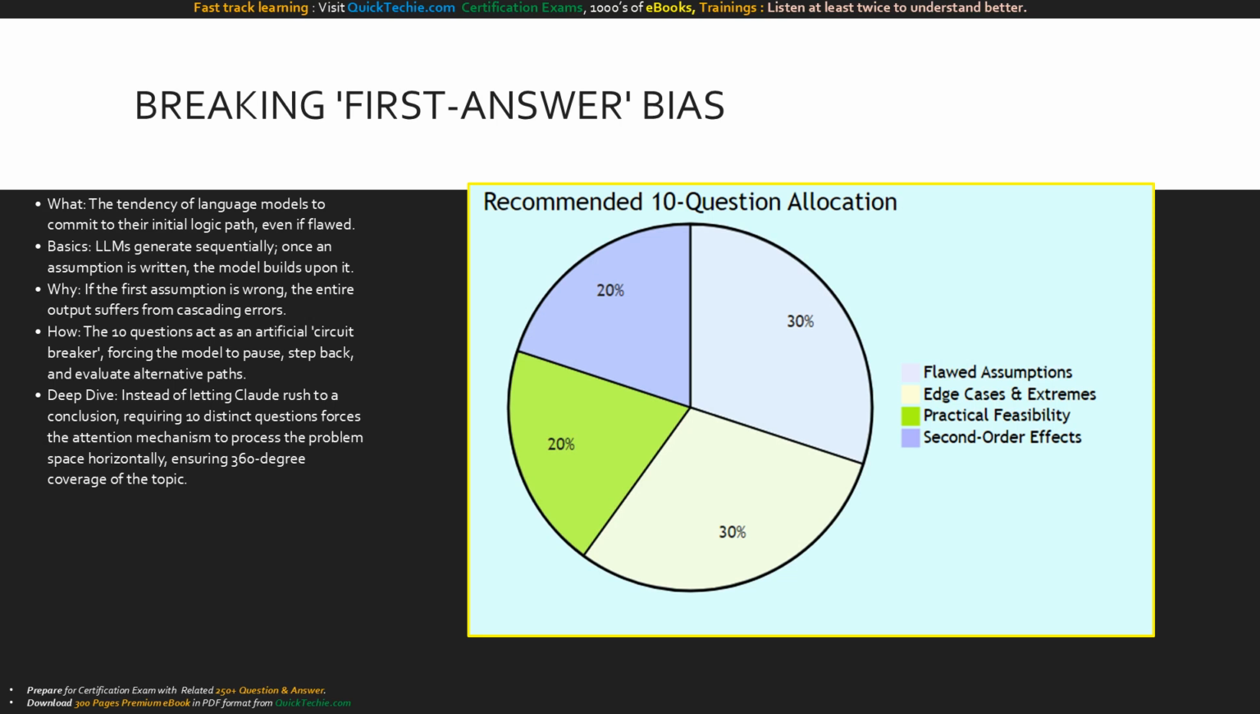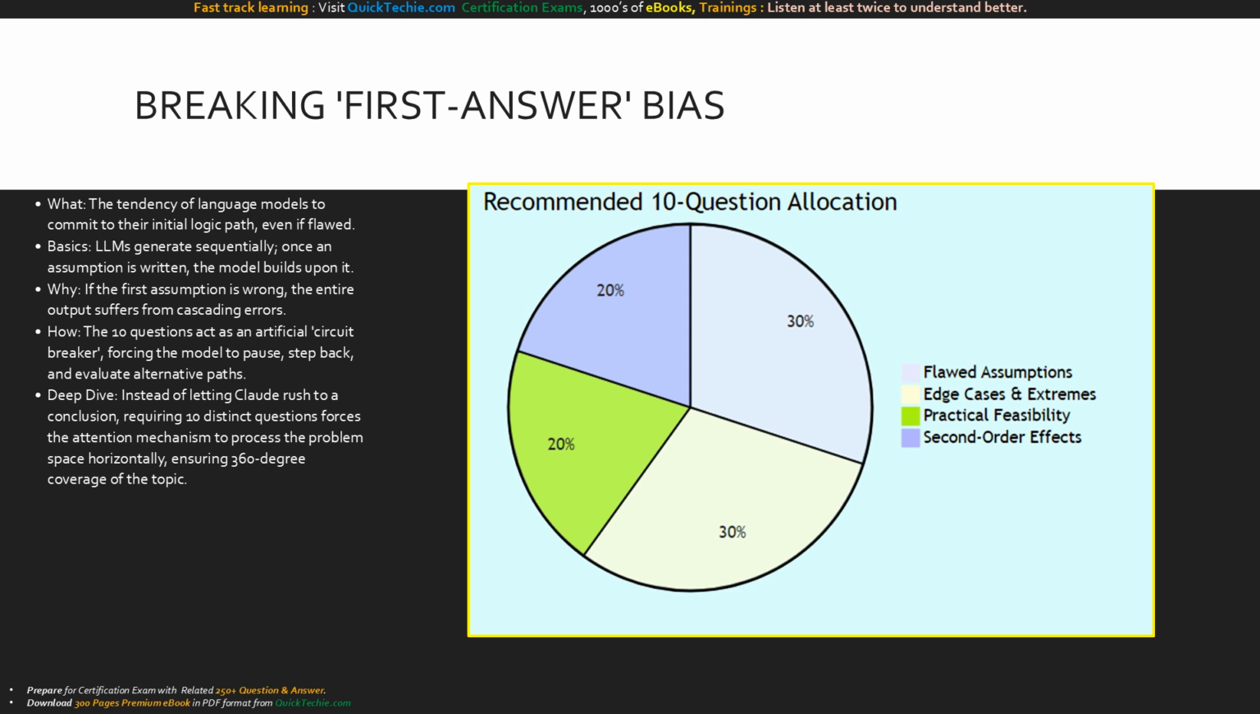To understand why this cascade works, we must understand first answer bias. LLMs predict text sequentially. Once Claude writes down an initial assumption, it tends to build upon it. If that first assumption is flawed, the entire output suffers. The 10 questions act as an artificial circuit breaker. We are literally telling the model, stop, step back, and attack what you just wrote.